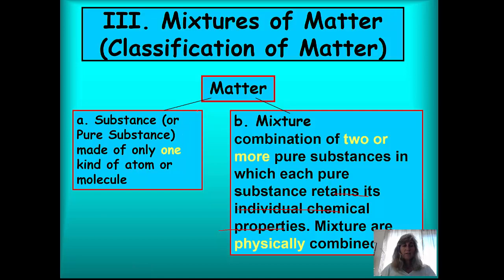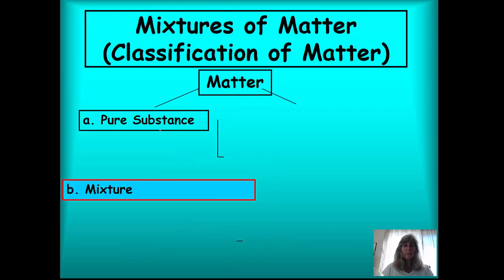So you notice here the definition again of a substance or a pure substance is when matter is made up of only one kind of atom or molecules. You can really identify it easily, whereas a mixture can be so many different identifiable individual molecules or atoms, and we physically combine them together. Let's try another example here.